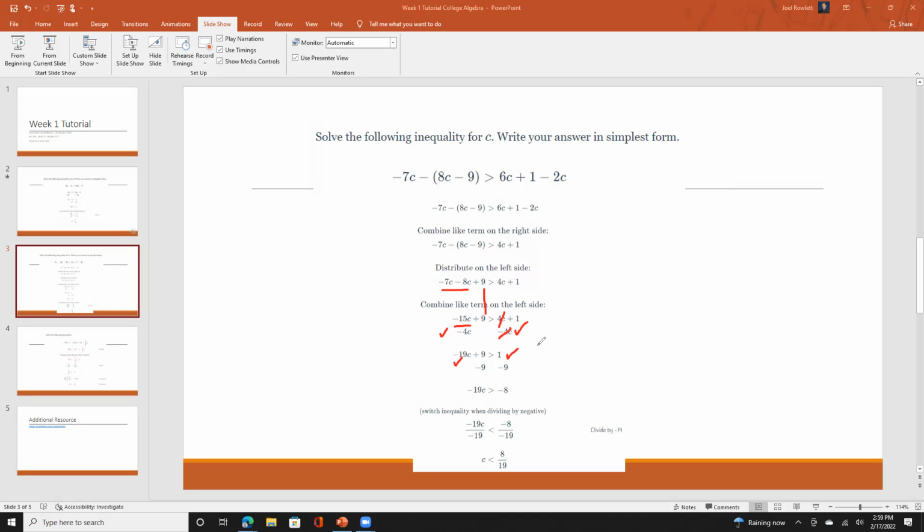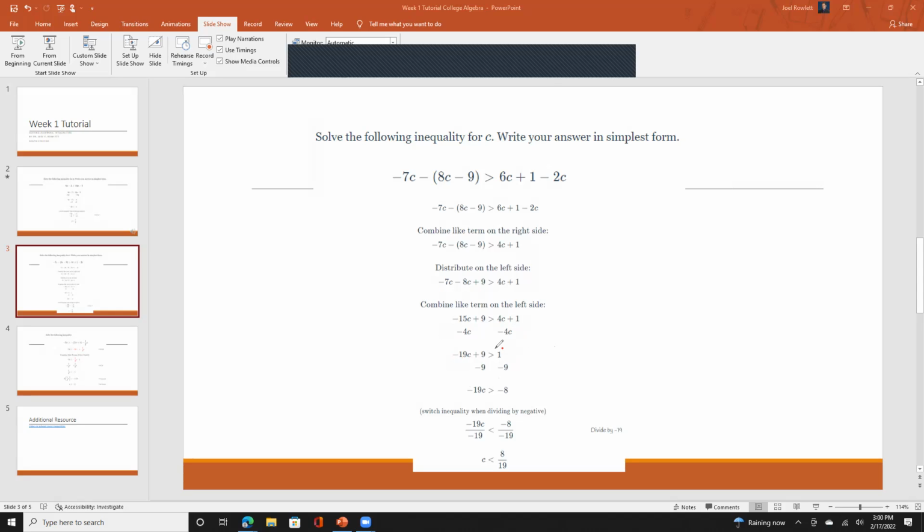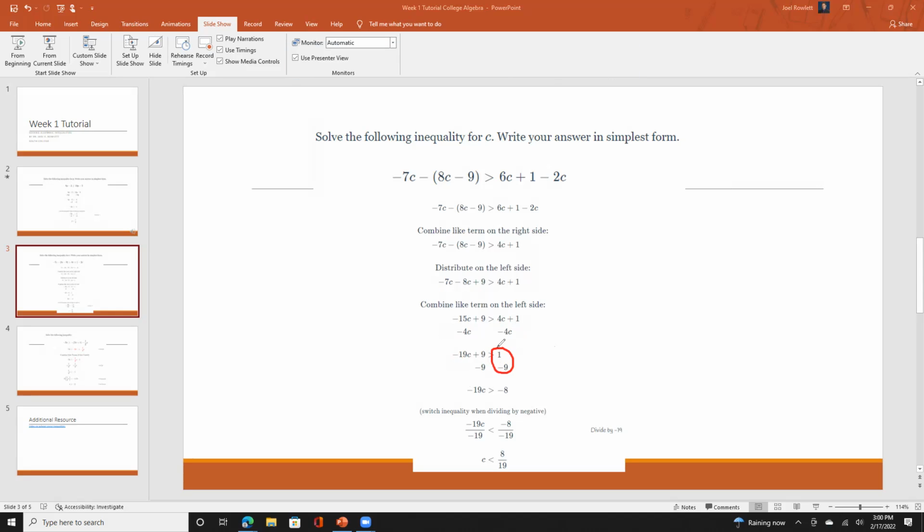And at this point, we will subtract 9 from both sides, leaving us negative 19C is greater than negative 1. And we got the negative 1 by adding these two numbers here, or in this case, subtracting negative 9 from positive 1.